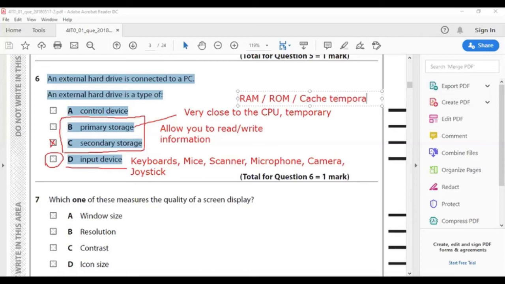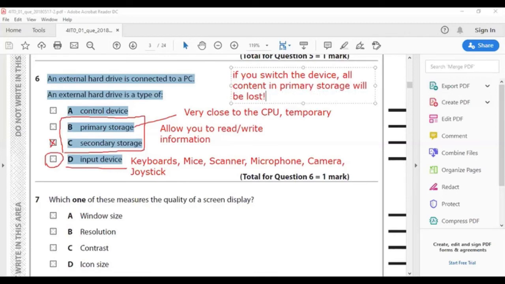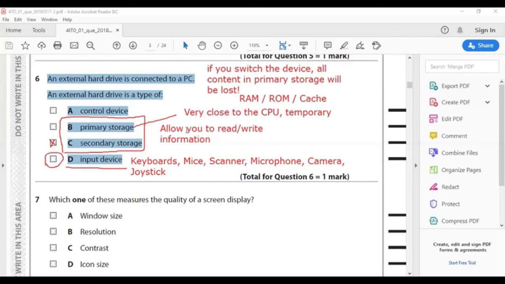Okay, by temporary it means that if you switch off the computer, the machine, the device, all content in primary storage will be lost. Make sense? Yes, sir. Right? So the correct answer is C, which is secondary storage, because a hard disk can save information even if it's switched off. That is a type of secondary storage device. And here they're talking about an external hard disk.